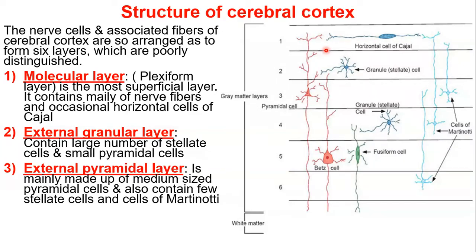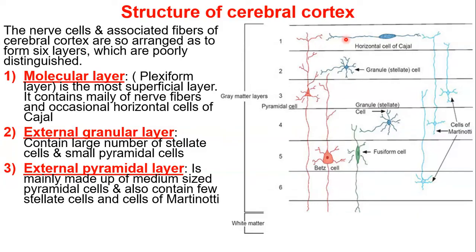Now the layers of the cerebral cortex. The cerebral cortex consists of 6 layers. In these 6 layers, the different cells are present, which we have already discussed. The first layer is known as the molecular layer. You can see most of the processes are present in this layer.